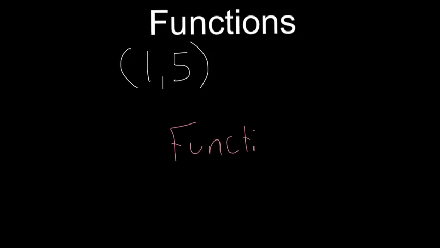So, for example, let's say we had an ordered pair 1, 5. And down here we had our function. This is like our machine here. Let's say we took a 1 and we put it inside the function. The function does its thing, and it spits out a 5. So you can think of functions as taking in an input, for this example it'd be 1, and then putting out an output. In this case, it's 5.